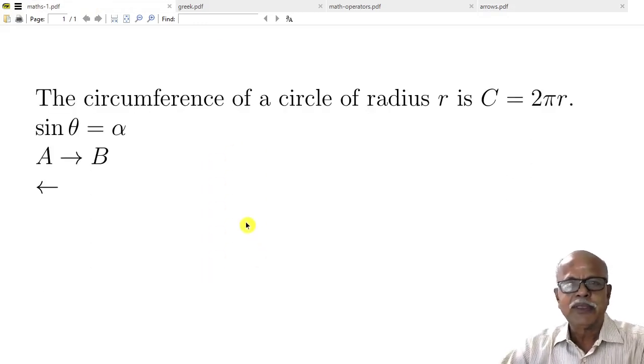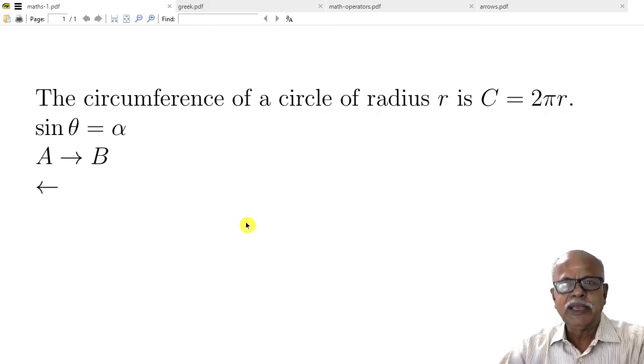Okay. In the next video, I will take up how to type equations. Unnumbered, numbered, aligned equations will be taken up in the next video.